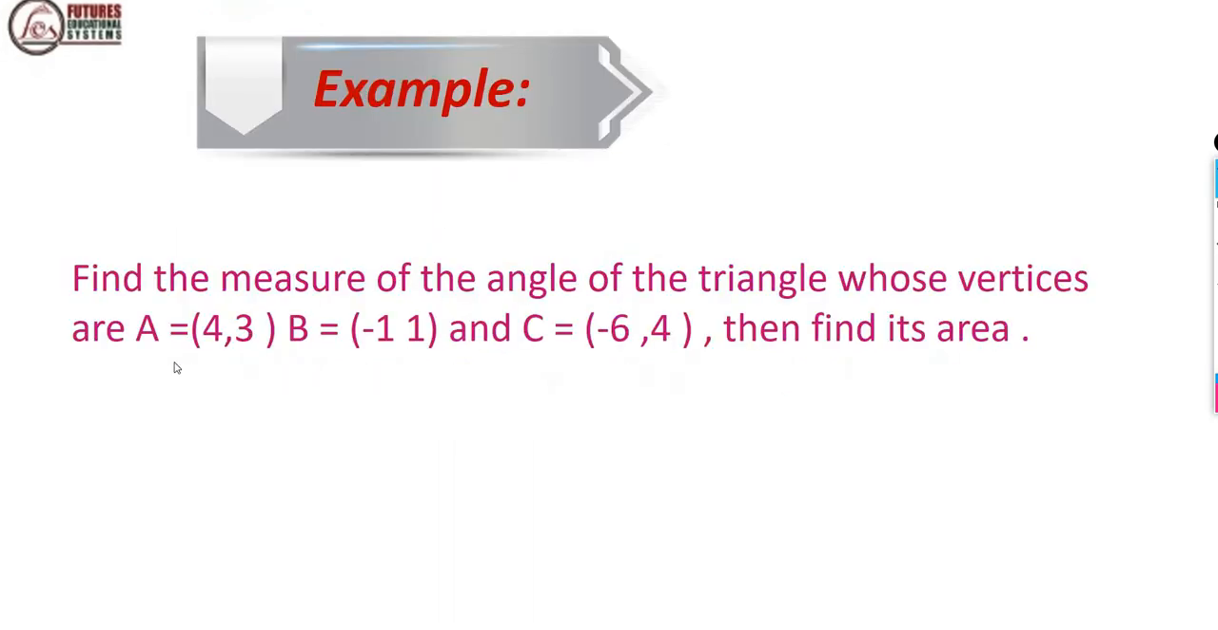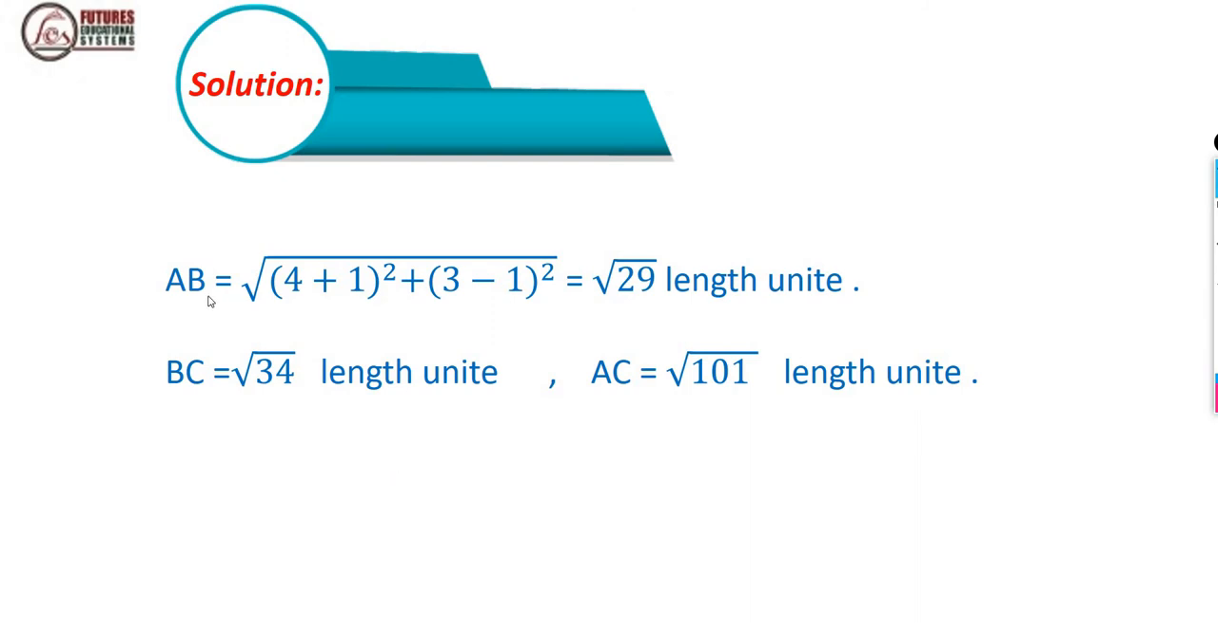A equals (4, 3), B equals (-1, 1) and C equals (-6, 4). We get the length of AB, the length of BC and the length of AC. The length of AB is square root 29, the length of BC is square root 34, and the length of AC is square root 101.